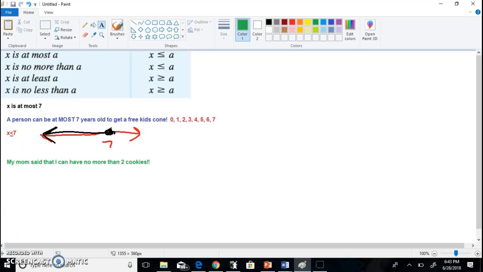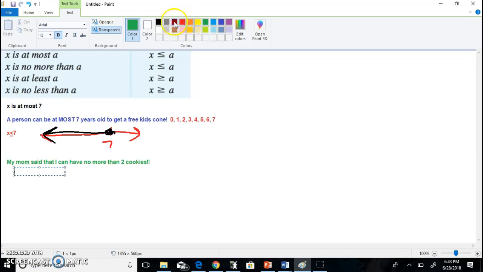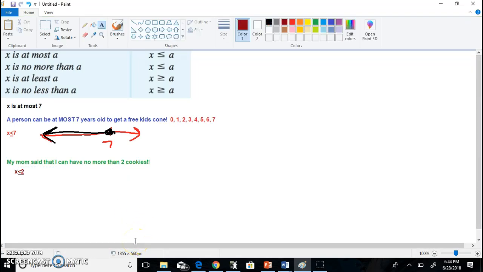Okay, the next one, x is no more than a. Again, they use the word more, but it's showing less than again. So let's see how this works. My mom said that I can have no more than 2 cookies. Does that mean I can have more than 2 cookies? I wish, right? No, I cannot have more than 2 cookies. So that's 2 or less. So that's why they have the less than or equal to sign. If we were going to write this as an inequality, we would say x is less than or equal to 2. And again, it would look just like the graph up here. It's just instead of a 7, this would be a 2.